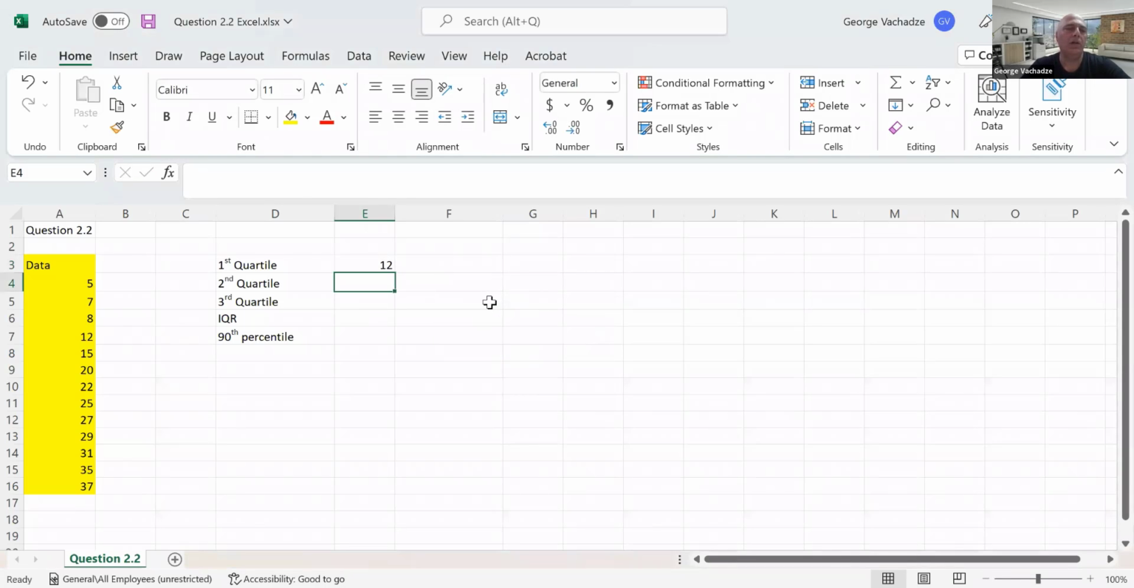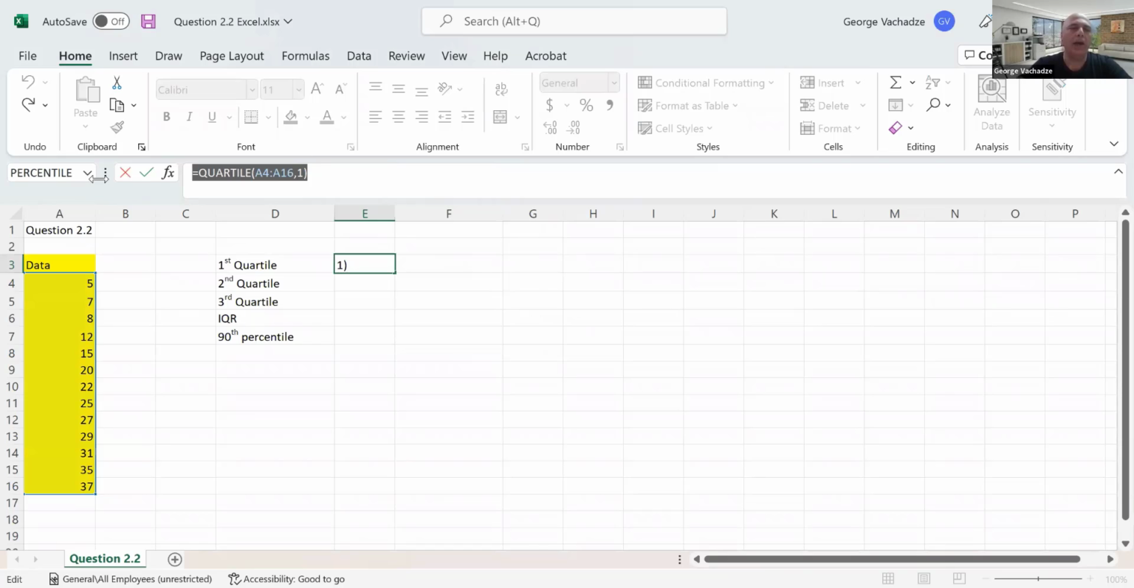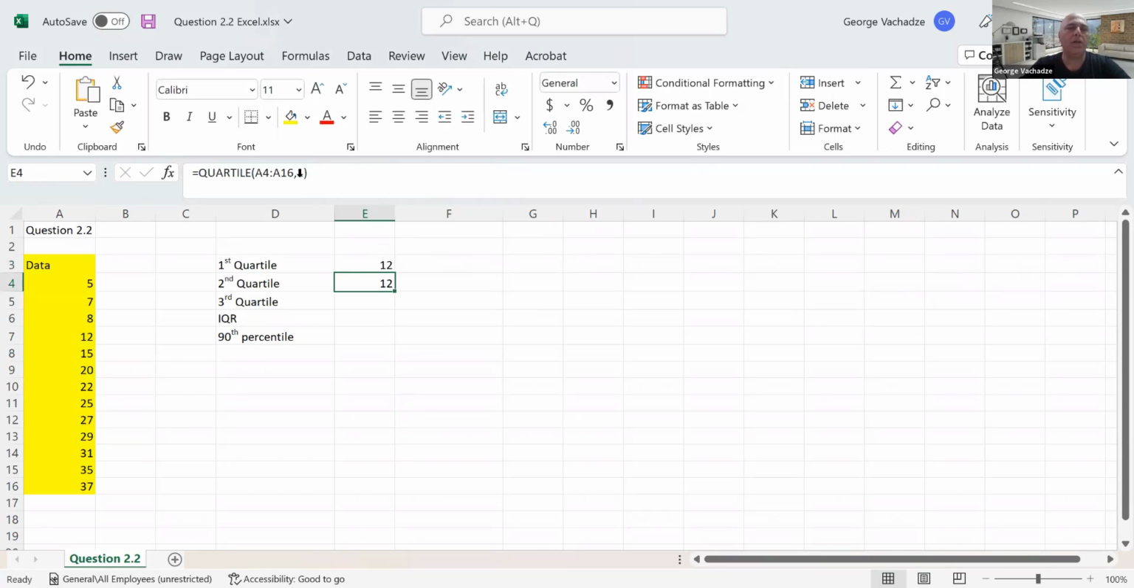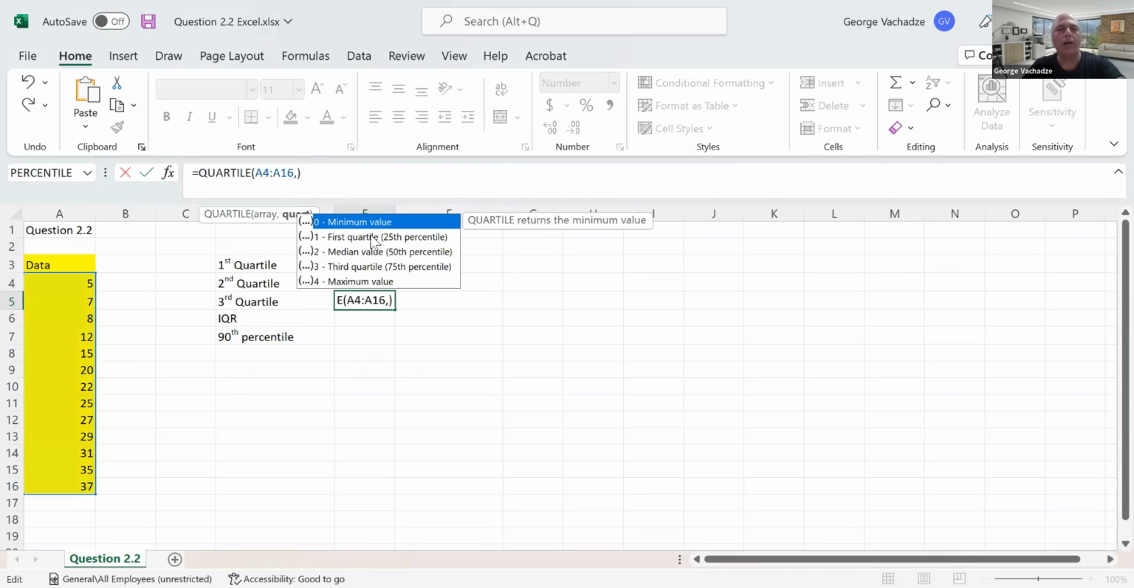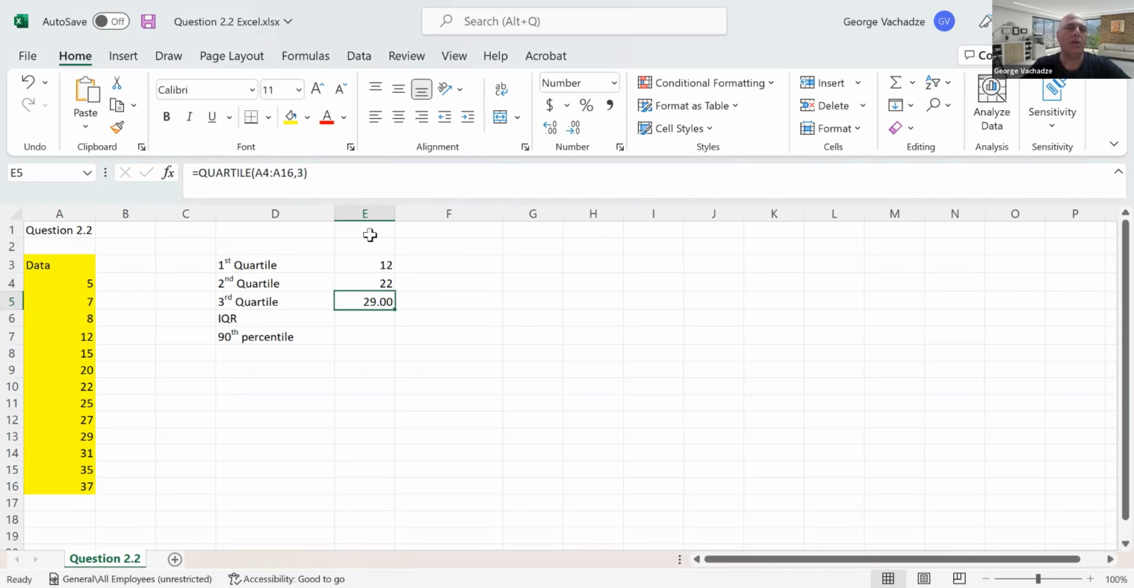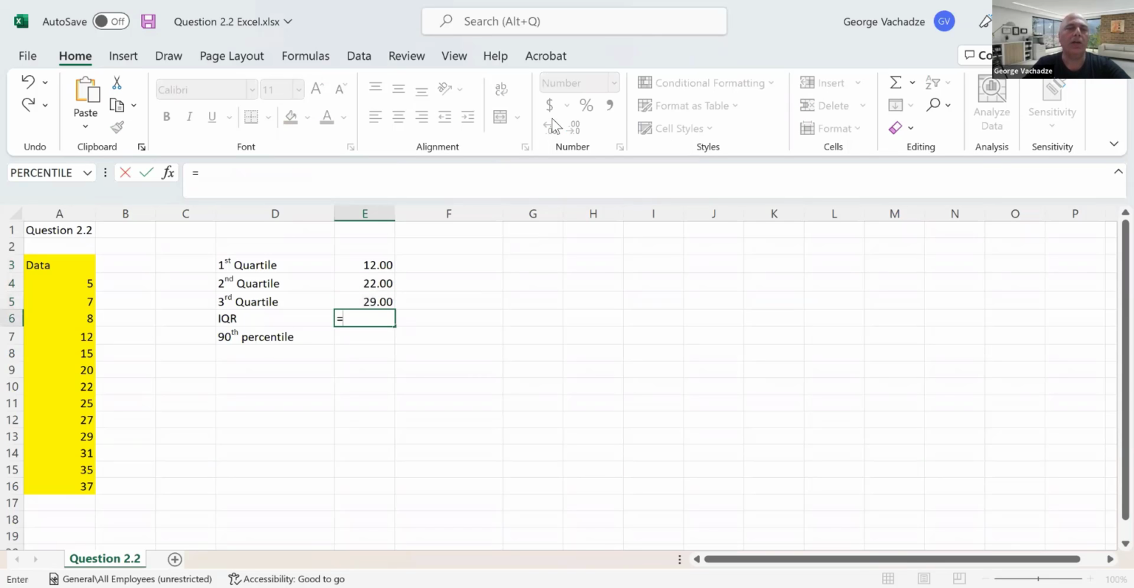So we get 12. To find the second quartile, I will use the same command, but replace the first quartile with the second one, and it's 22. To find the third one, I will replace that 1 by 3, and that's 29. I will put 2-digit precision. To find the interquartile range, we just subtract 12 from 29, and we get 17.